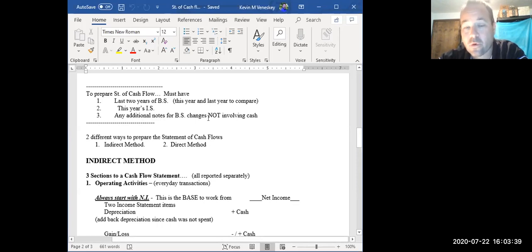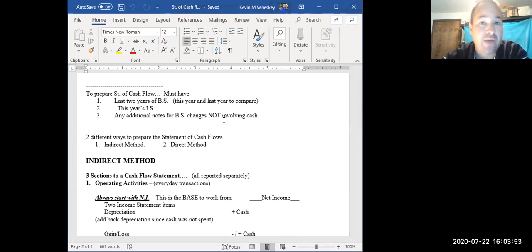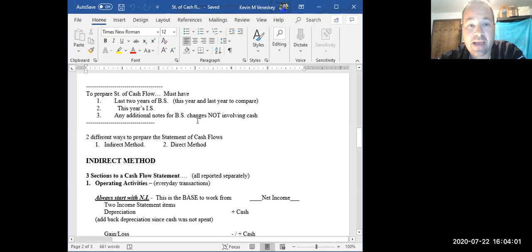long-term assets or any long-term liabilities or any owner's equity items, you need to have some notes on them. Because if equipment goes up or down, you need to know why it went up or down. Did you buy something or sell something or both? So you have to be provided with that. Otherwise, you will not be able to do the statement of cash flows correctly without having those additional notes on why those long-term items or the owner's equity went up or down.